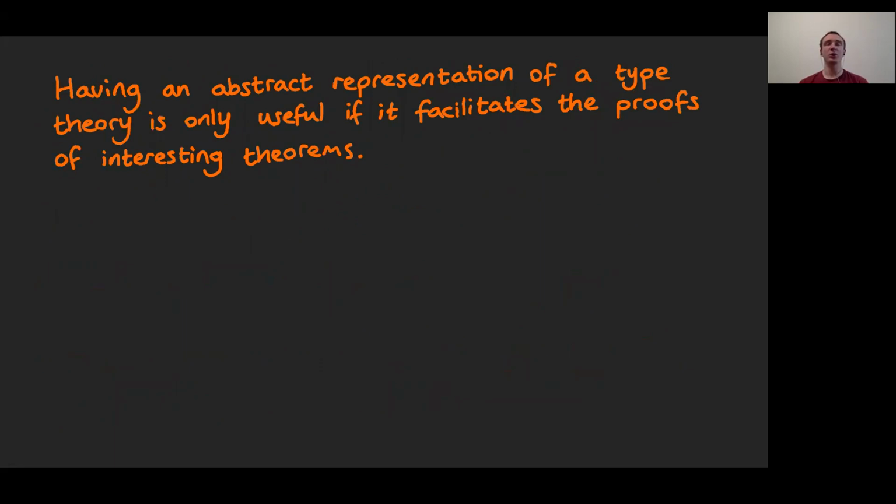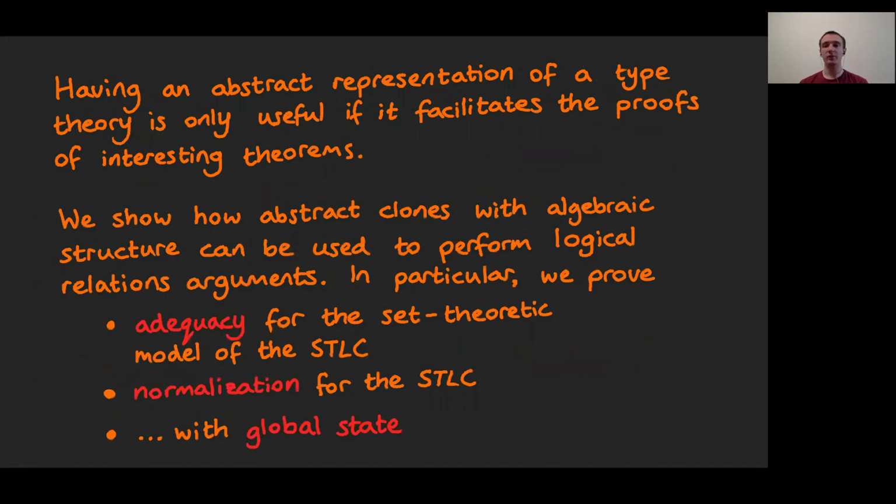Now, it's all very good and well if we have an abstract structure that captures a type theory, but it's not very useful unless we can prove things with it. So in our paper, we justify this point of view by proving several well-known theorems in this framework to give new light on known results and to show that using abstract clones can lead to conceptually elegant arguments for results that we're interested in. So in particular, we show how abstract clones can be used to form logical relations arguments. In our paper, we give 3 such proofs. We prove the adequacy of the set-theoretic model of the simple type lambda-calculus. We prove normalization for simple type lambda-calculus, and we prove that with and without global state.